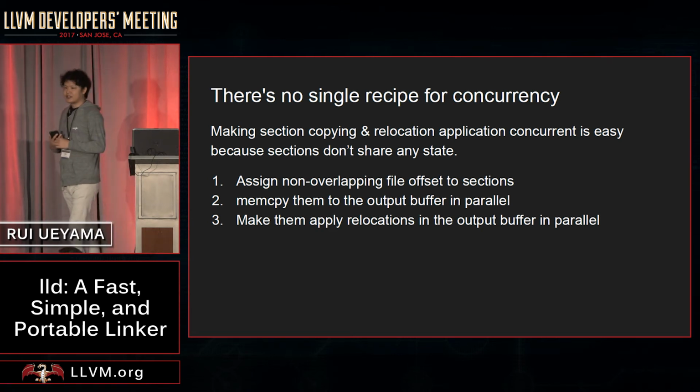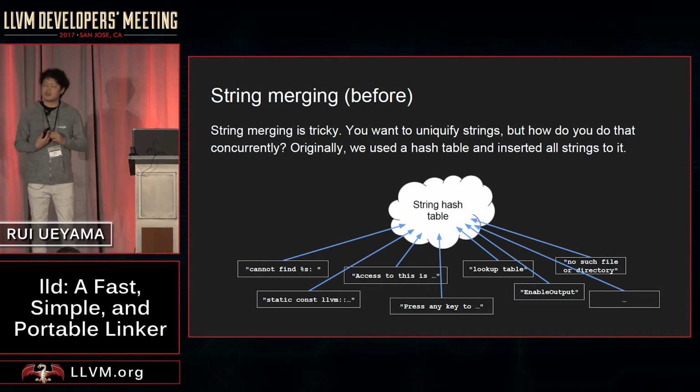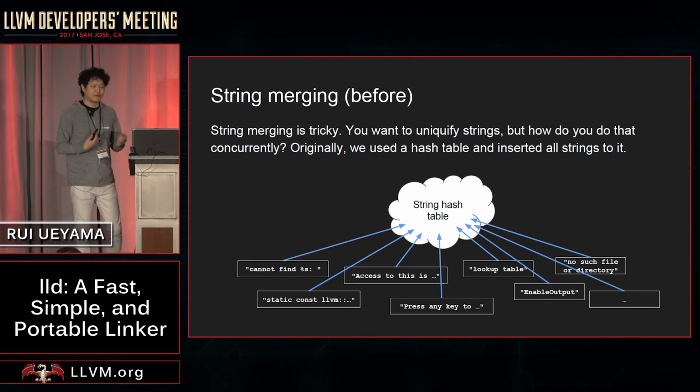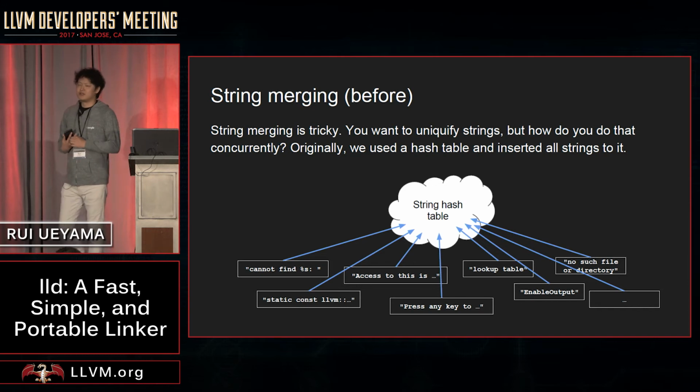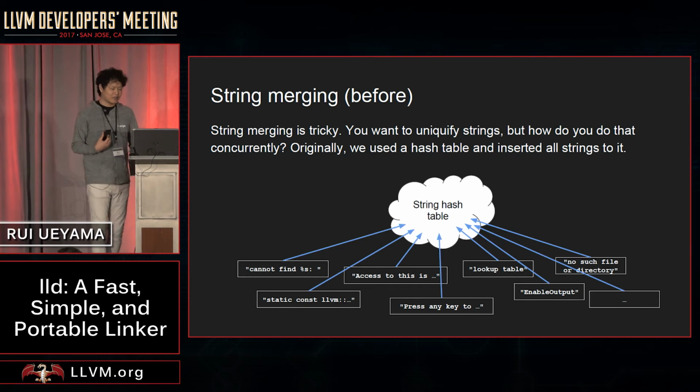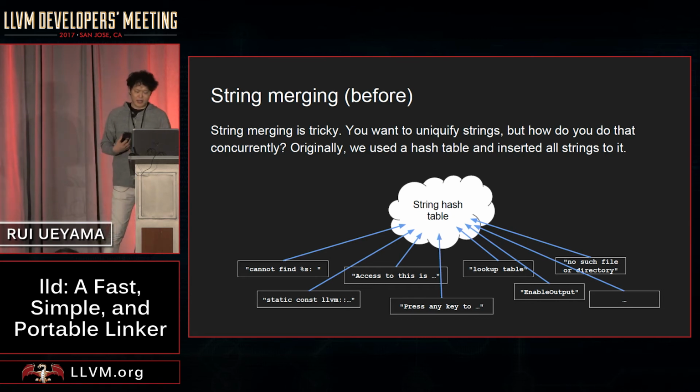So merging strings is a little bit trickier than that. And this is how we used to merge strings. This is a very simple algorithm, as you can see. We just have a hash table, and we insert all read-only strings into that hash table to unify them, right? And how can we parallelize this?